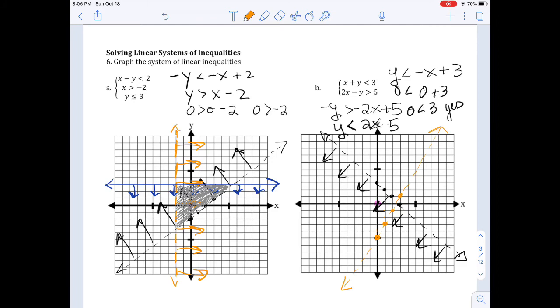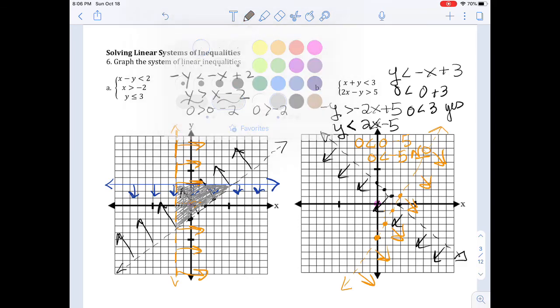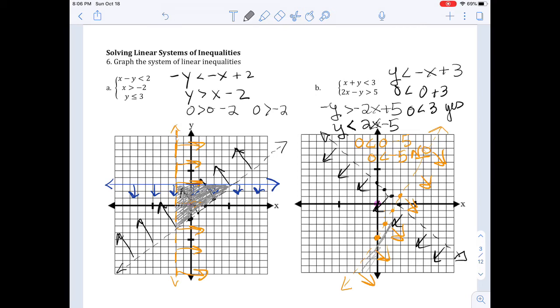Test point, I'm going to still pick 0, 0. 0 less than 0 minus 5. 0 less than negative 5 is no. So I will not shade on that side. I will shade on this side of the line. And so therefore my final solution is going to be this region right here.